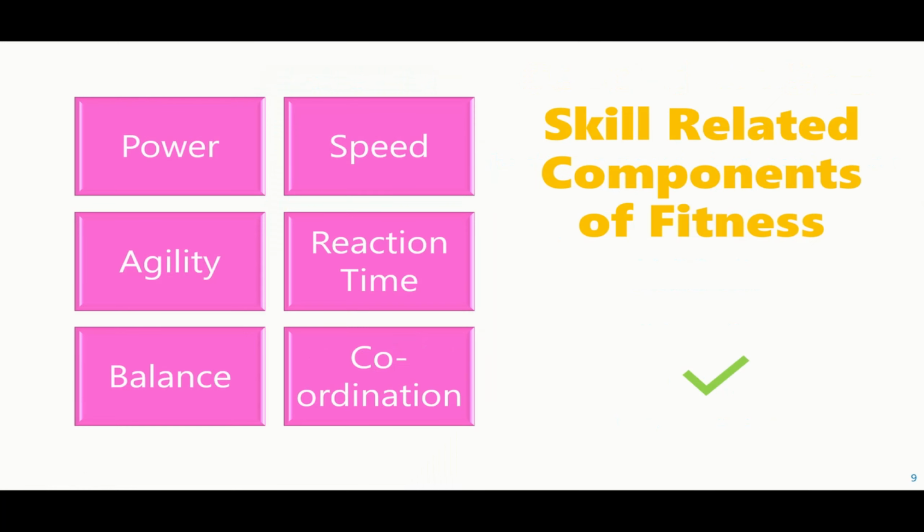So there we have it, the 6 skill-related components of fitness: power, speed, agility, reaction time, balance and coordination. For each one, we've identified the definition, the types of training, some of the volumes and intensities involved in that training, and then also the testing parameters in order to measure.